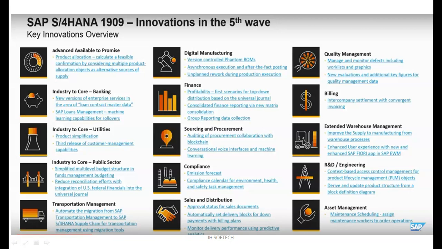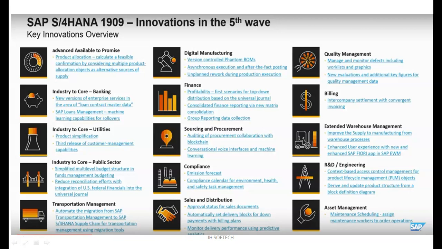When it comes to compliance, we have emission forecast, compliance calendar for environment, health and safety, task management, sales and distribution. We have approval status for sales documents, automatically set delivery blocks for down payments with billing plans, monitor delivery performance using predictive analysis. We have quality management, in which we can manage and monitor defects, including worklists and traffic lights, and new evaluations and additional key figures for quality management data. We have something called intercompany settlements and convergent invoices in the billing section.